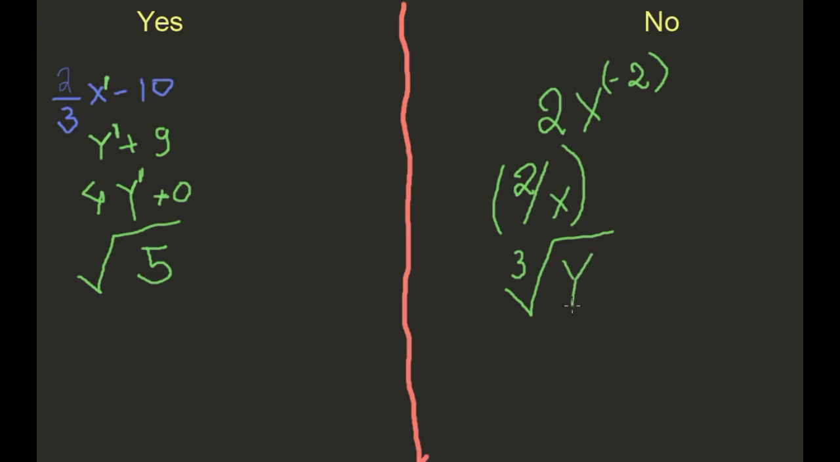This is also not allowed in polynomial. Cube root of y means cube root of a variable. So this is also not allowed in polynomial. So these three things are not allowed in a polynomial function. If this is written in a polynomial function, it means this is not a polynomial function. You can write that.